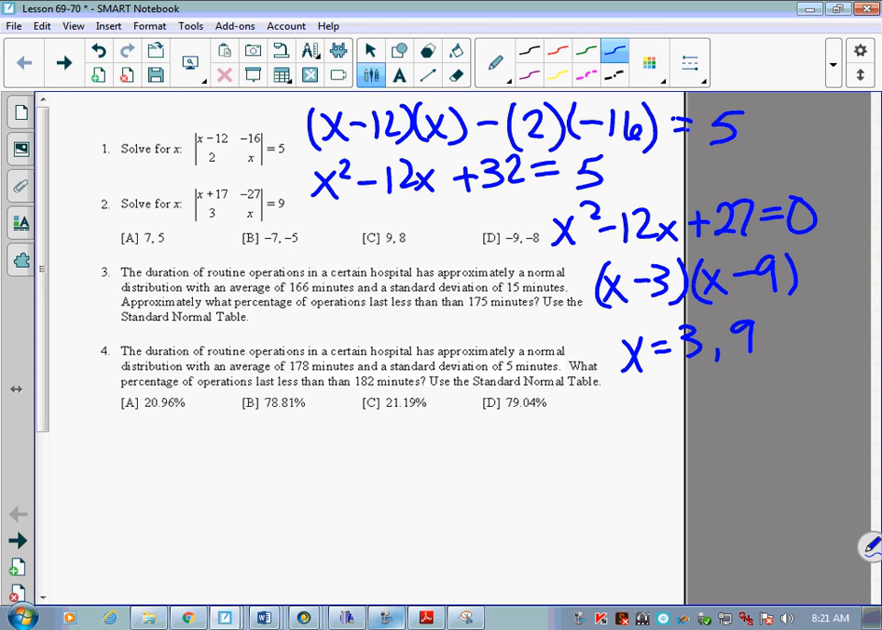Does that make sense? Because I feel like this is easy enough for you guys to be able to do, I'm going to leave this up here on the board. I'm going to hit pause on the video, and I want you guys to solve number 2 on your own.